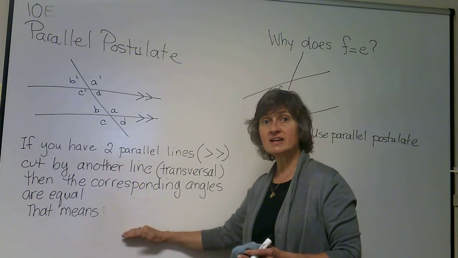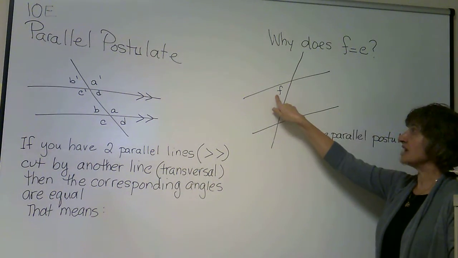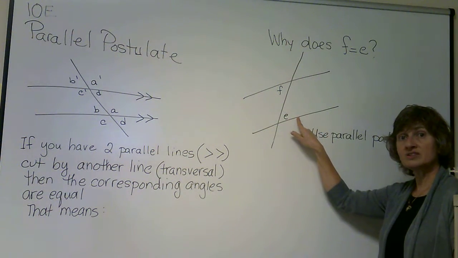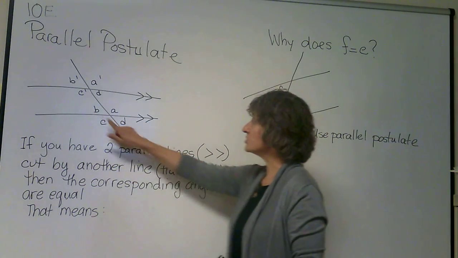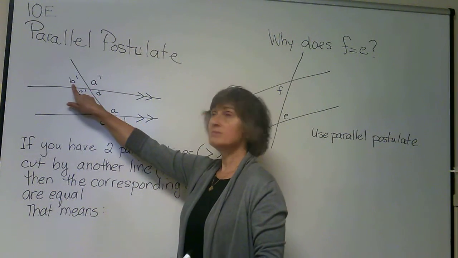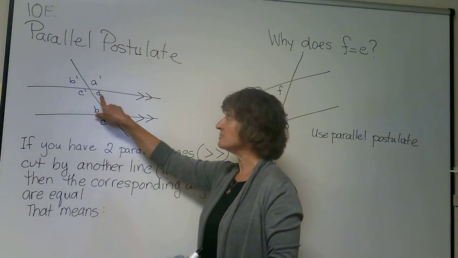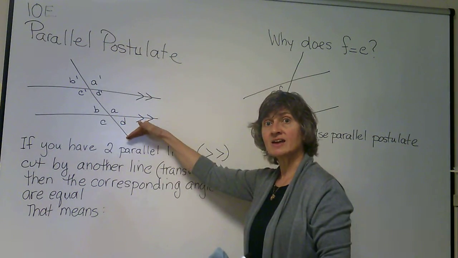So I will define it. Then I'm going to use the parallel postulate to say, why does this angle right here equal this angle right here? Okay, so I've marked up all my angles. Notice I've got A, B, C, D here. I've got A prime, B prime, C prime, and D prime, which means they relate to these angles down here.